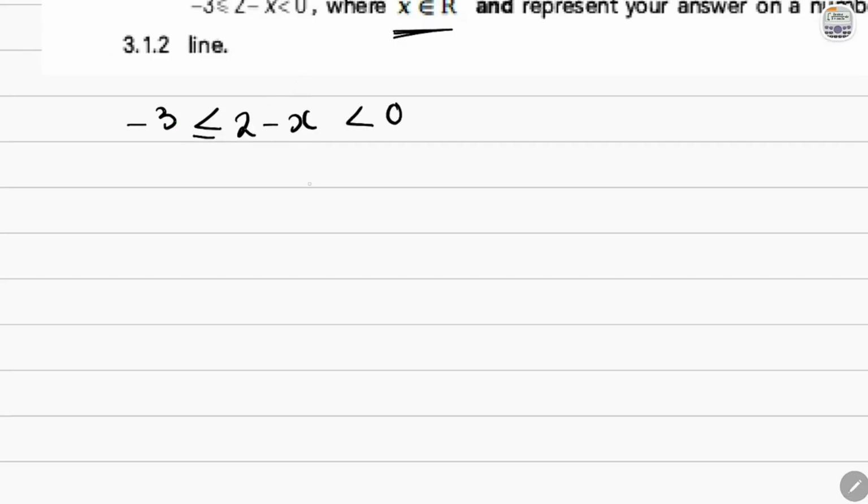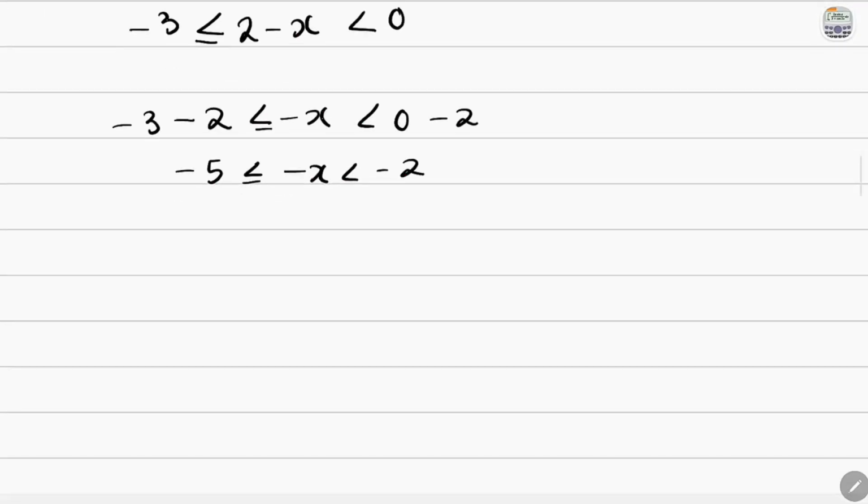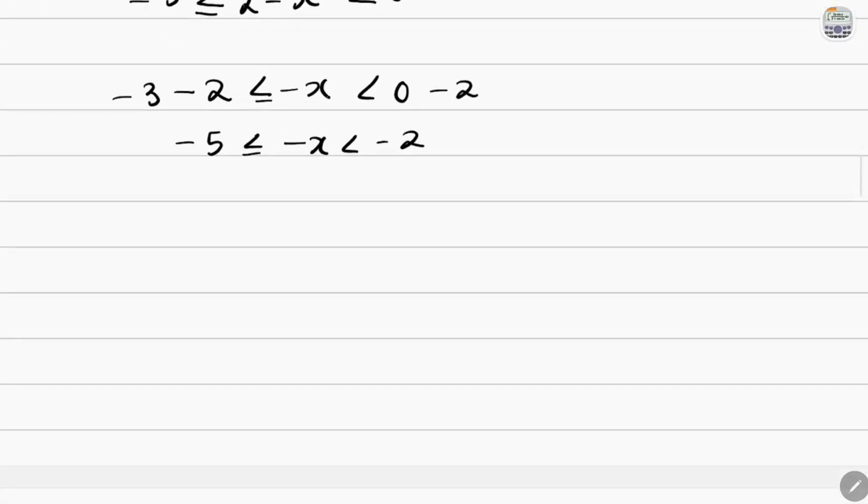So we can get x alone, or negative x really, by transposing the 2. Okay, so we're going to have negative 3, and it's a positive 2, so it becomes minus 2. And then we have 0, and minus 2. Okay, so negative x is greater than or equal to, and that becomes negative 5, but less than negative 2. So this is what we have so far. Now, the x is negative. We need to make it positive so we can actually solve for x and not negative x.